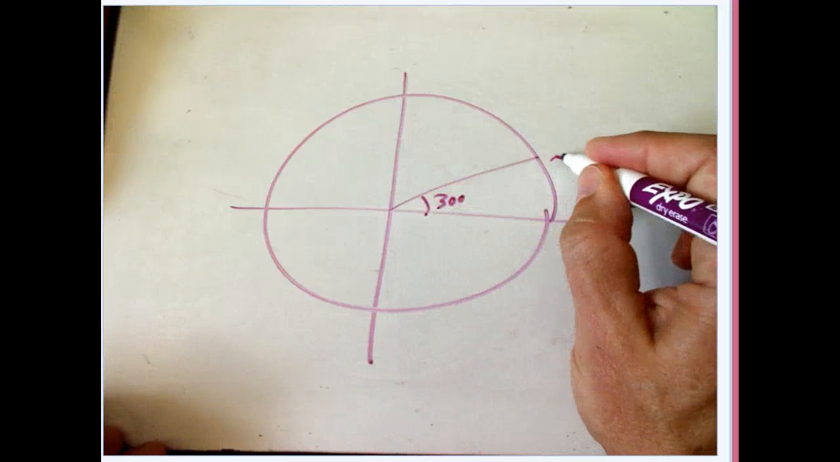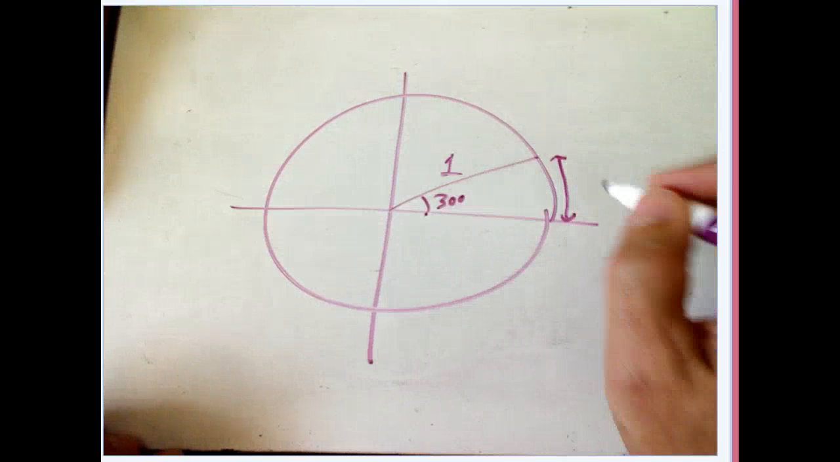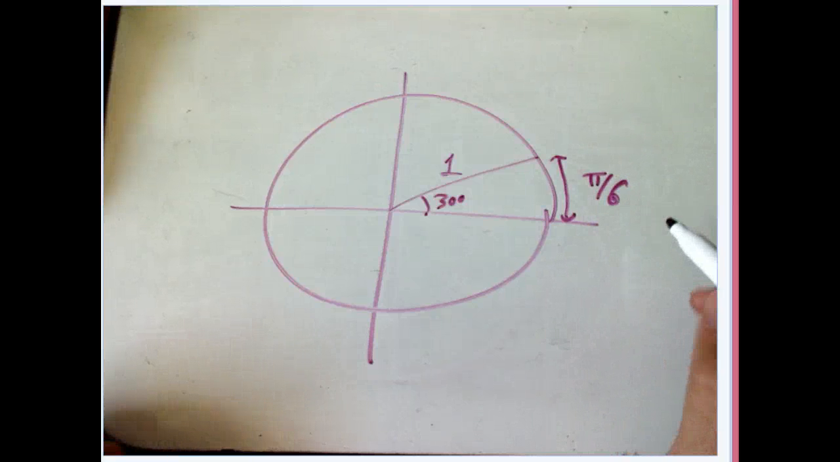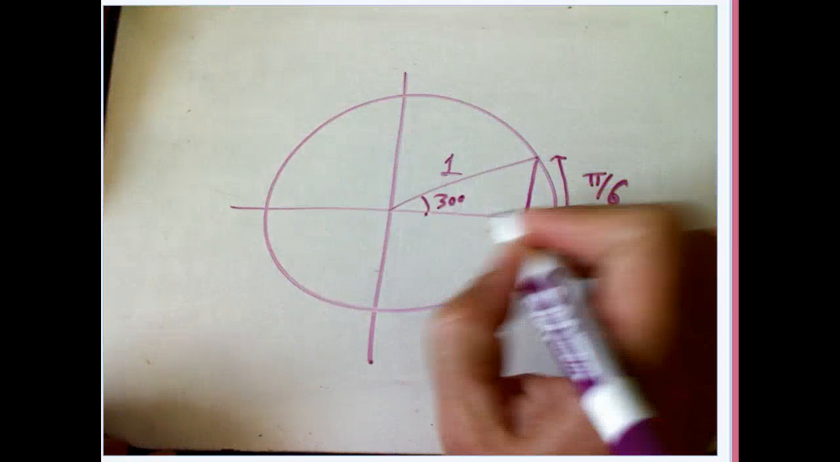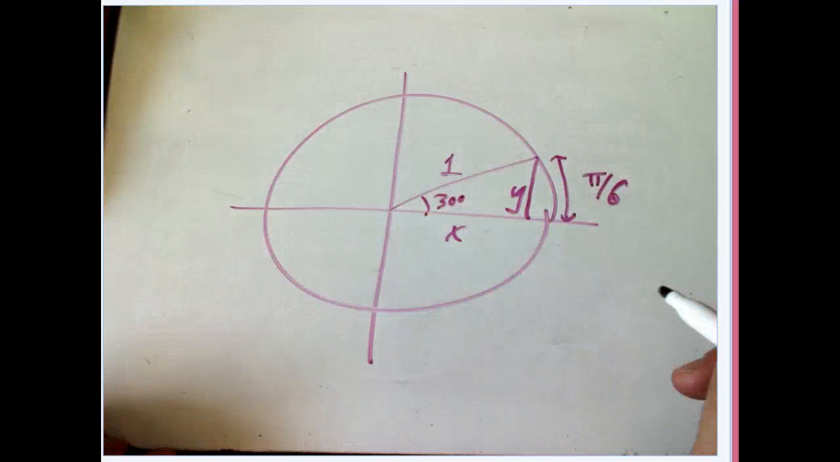Or in other words, the angle in radians, or the arc length along the circle given it's a unit circle, is pi over 6. And we're going to keep practicing that kind of translation, and memorizing it as well. And we want to get our x and y.